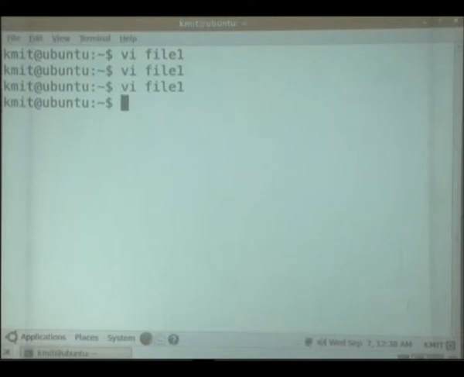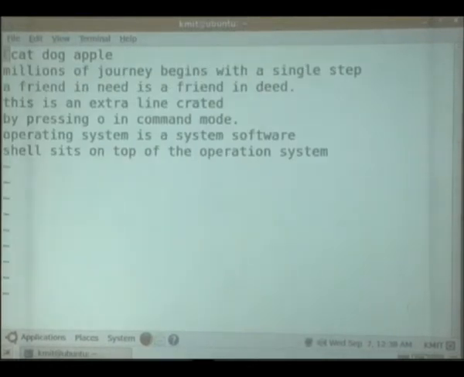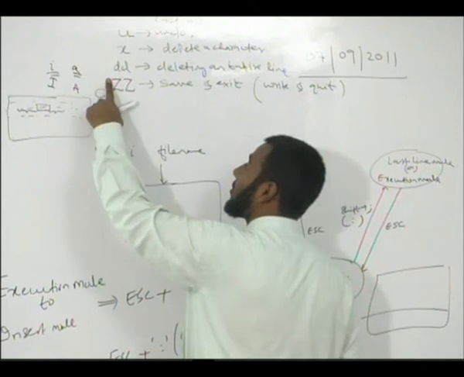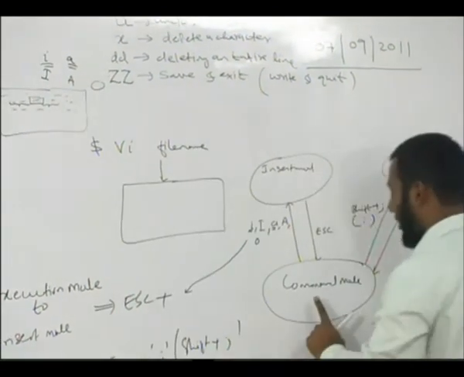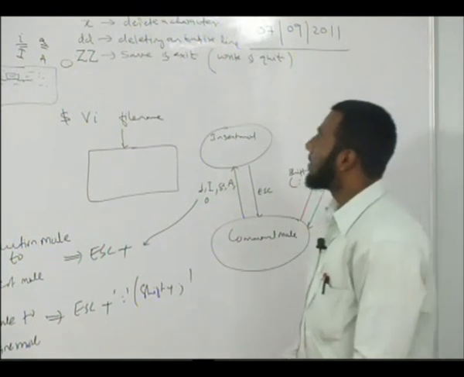Okay. So now when I go back again, file 1, see that we don't see any Saturday or Monday there. So it is used for deleting, save and exit. So let me correct this: uppercase Z is not an execution mode command. It is only a command mode command.